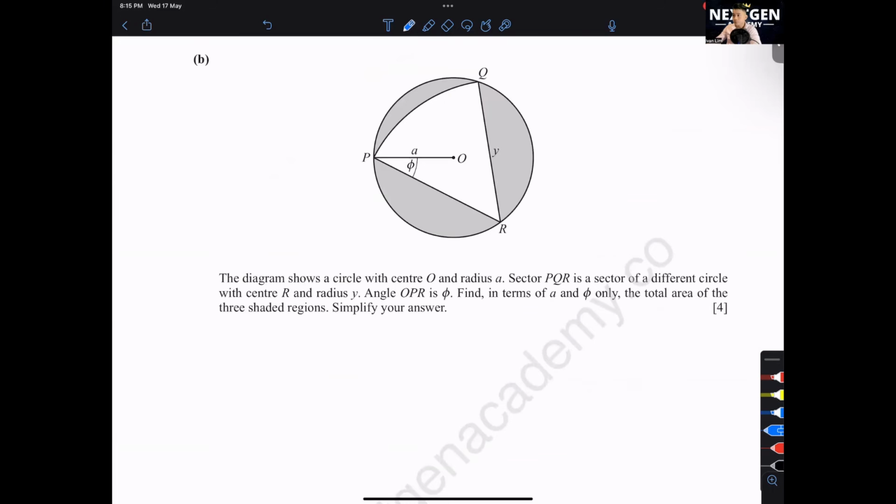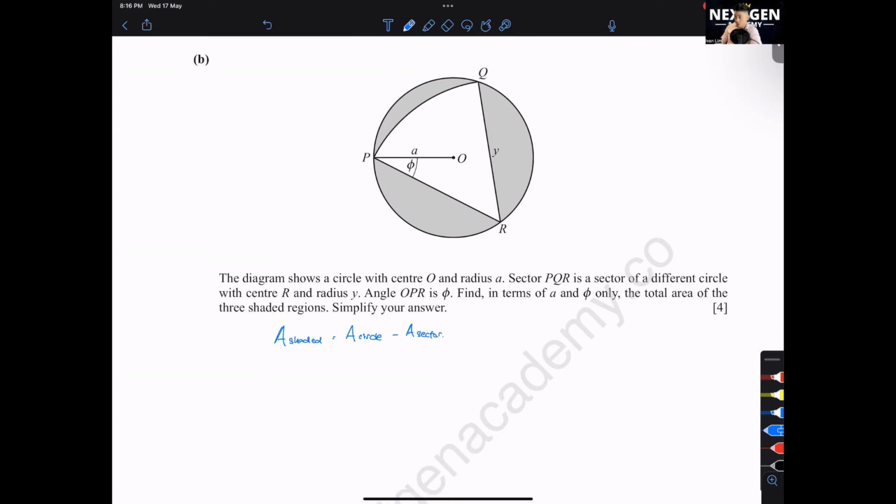Question B. The diagram shows a circle with center O with radius a. Sector PQR is a sector of a different circle with center R and radius y. Angle OPR is phi. In terms of a and phi, find the total area of the three shaded regions, here, here, and here. Simplify your answer. What would I do for this? I would take the area of the entire circle minus the area of this sector. So area of the shaded will be equal to area of circle minus area of sector.